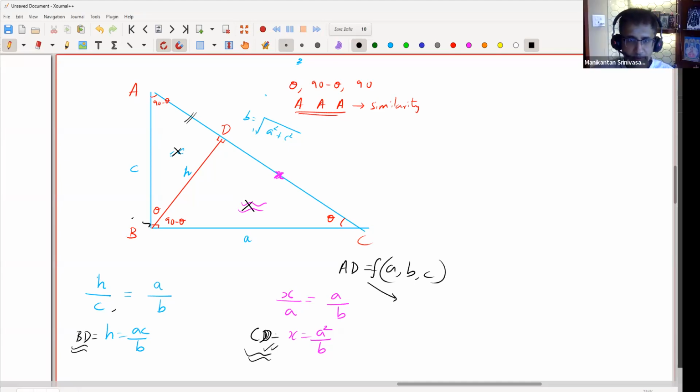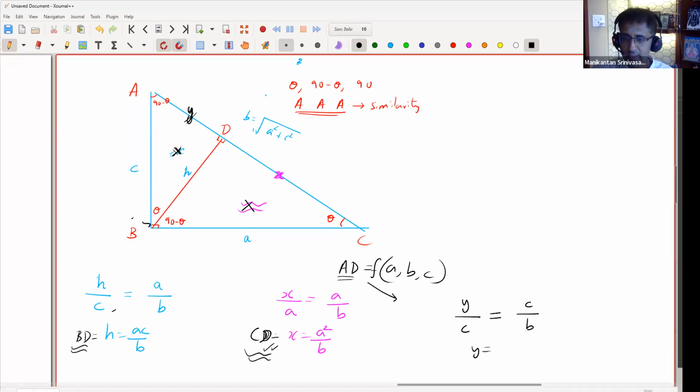Okay, let's do it, guys, since we have spent some time, right? So AD, where is AD? AD is in the small triangle. So let's call this some name like Y, right? AD is Y. So Y upon, in the smallest triangle, Y is the smallest side upon the largest side, which is C, the hypotenuse. So that should match. In the large triangle, the smallest side is C, and the largest side is B. Therefore, Y is C square upon B.